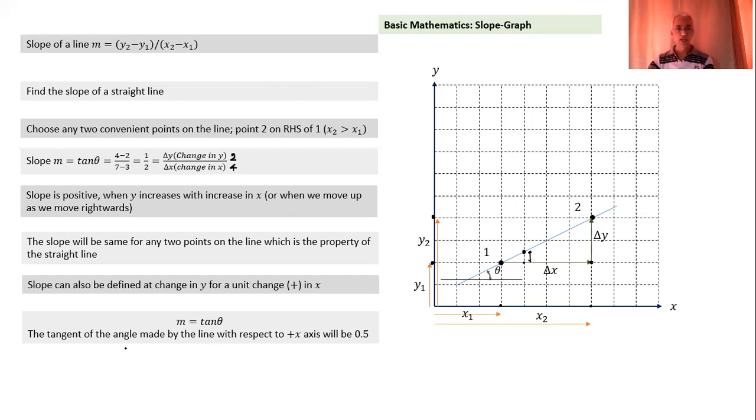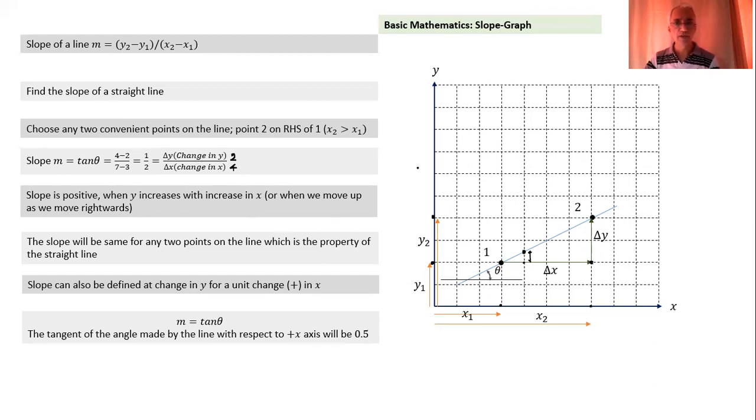So in this case, if I read this angle theta with the protractor, and from a table we find the tangent of that angle, the value of tangent is going to come to 0.5. And that's why m can also be written as tangent of theta.